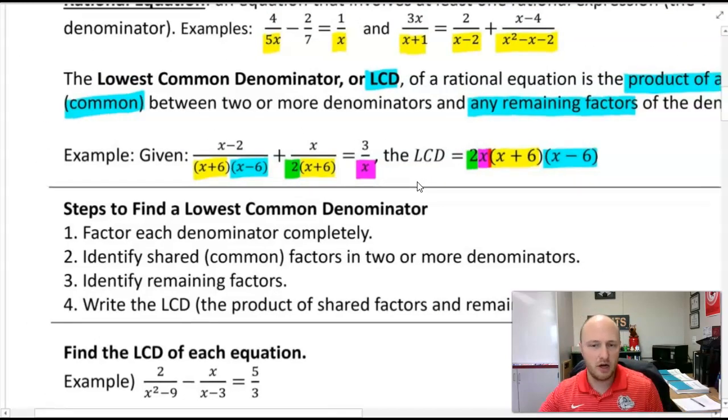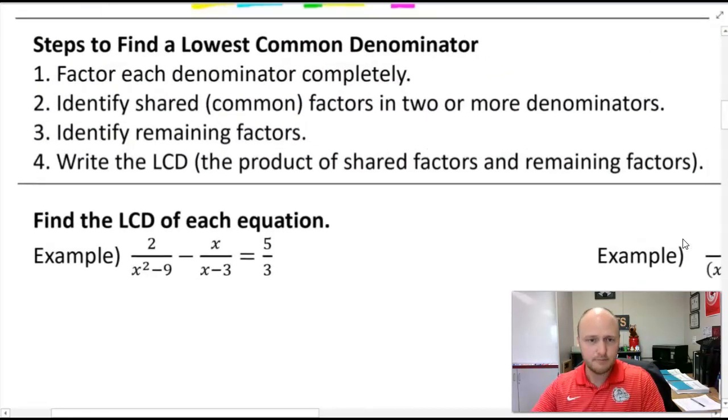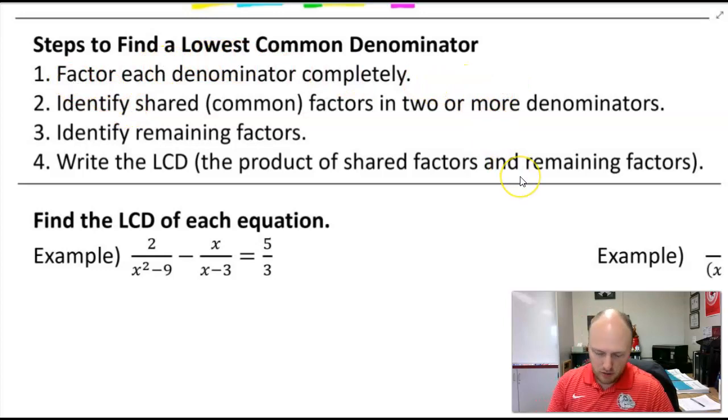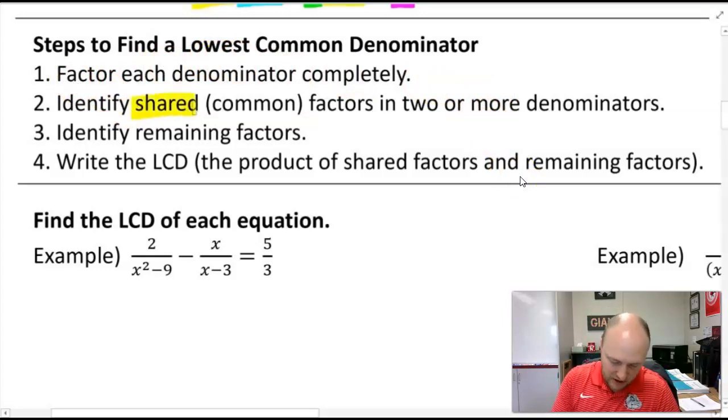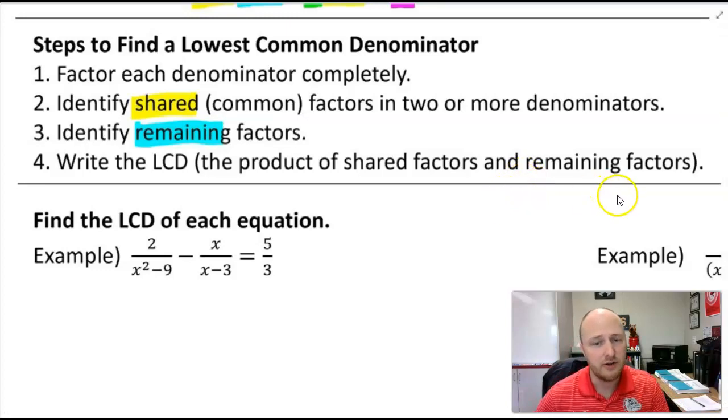So let's specifically talk about the steps. Here are the steps, in order, for how we find the lowest common denominator. Number 1, in order to find the factors, you first have to completely factor the polynomials. So we'll factor each denominator completely. Step 2, here's where we identify the shared and the remaining factors. Step 4, you write out the LCD, which is the product of the shared and the remaining factors. Let's look at an example.